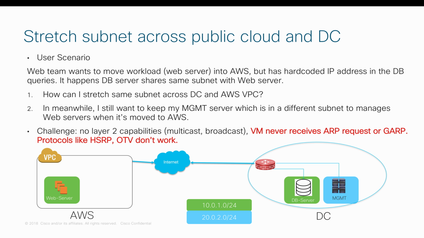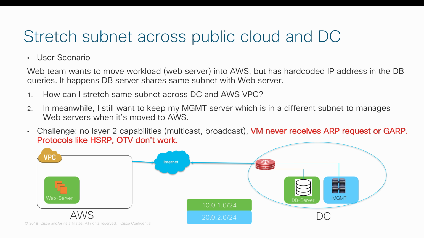And the web team said, okay, now I have this public cloud, I want to move some of my application into the public cloud, but still have my database running on the data center because I don't want to move those critical sensitive data into the cloud yet. So the requirement comes to you as a network admin or network architect. How can I stretch the same subnet across data center and the AWS VPC?